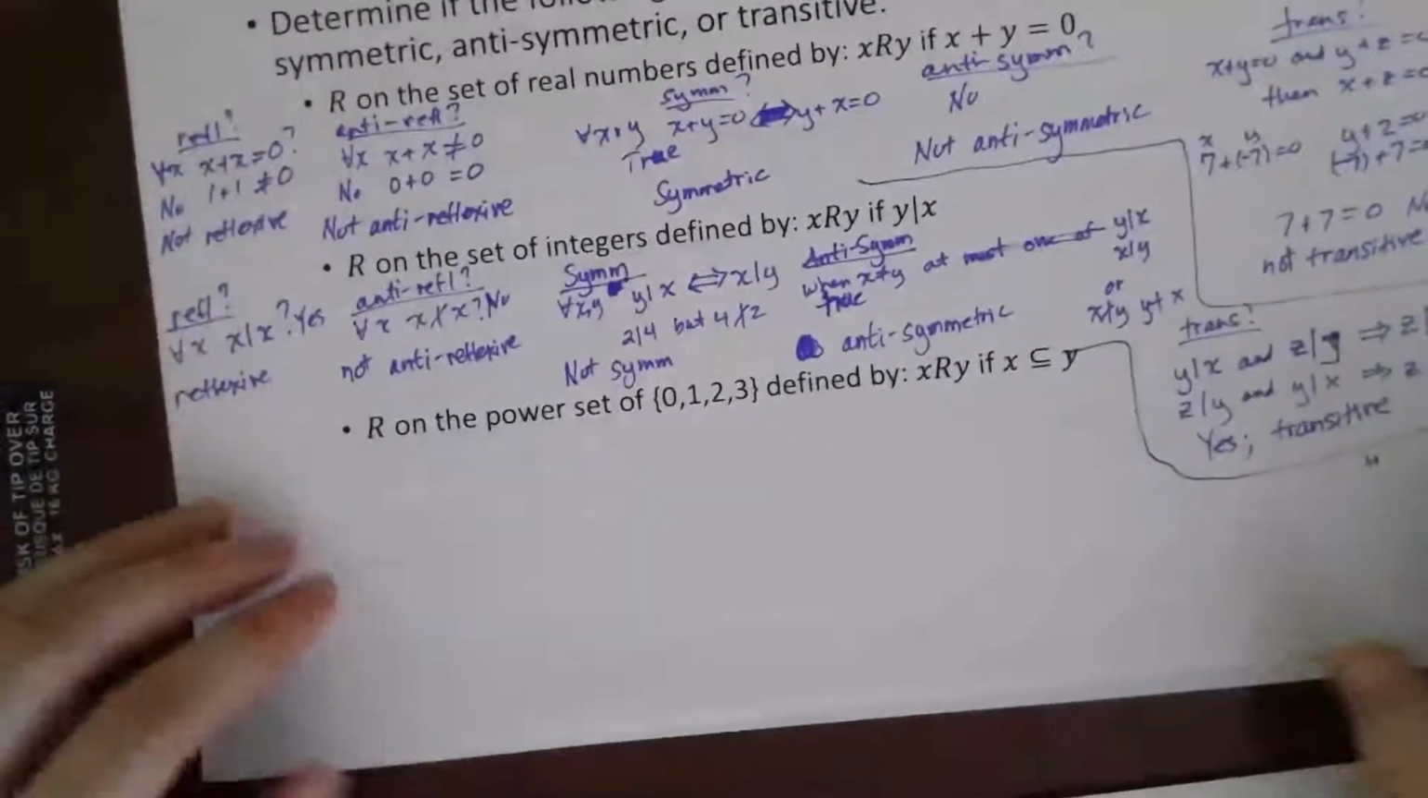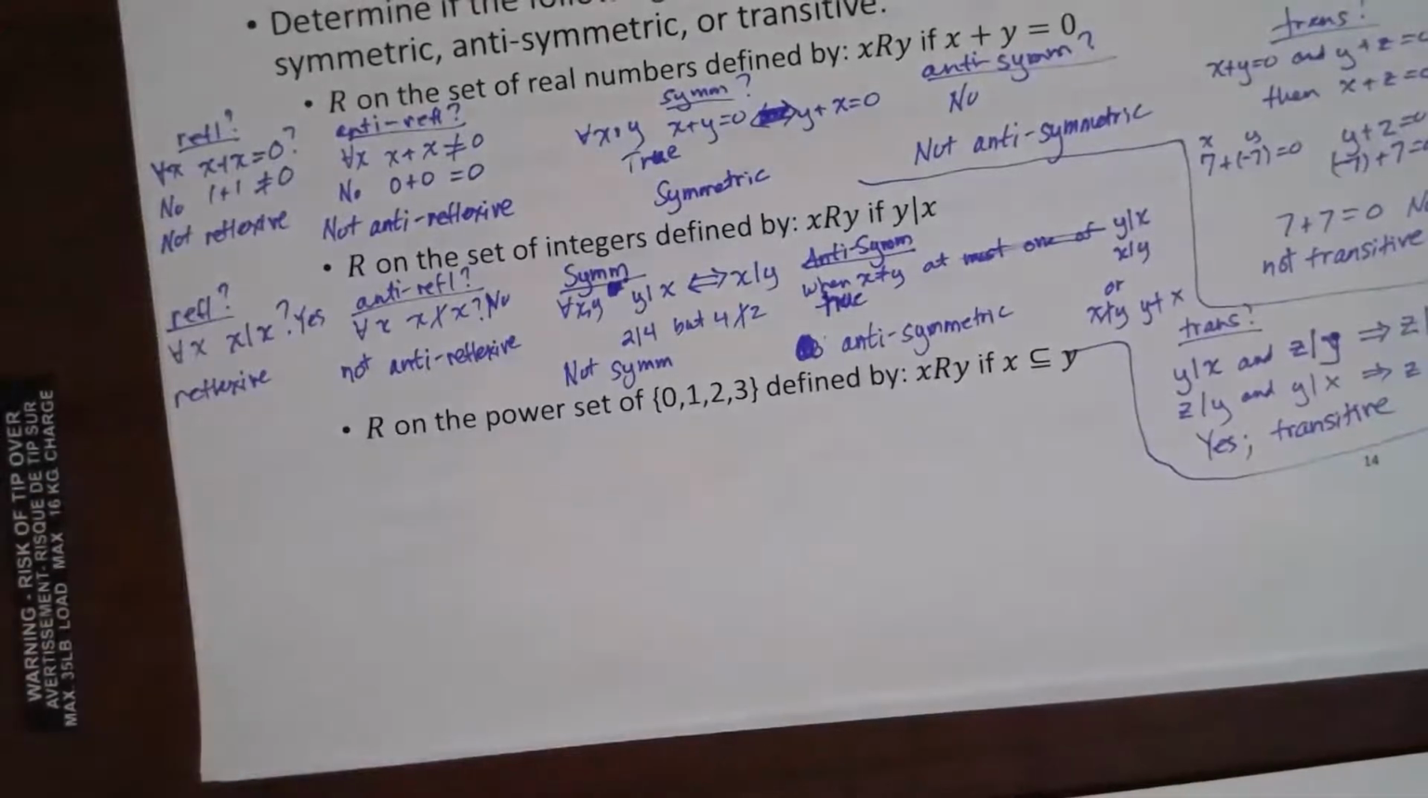And then we haven't done power sets for a while, so let's do something on power sets. So we've got the power set of {0, 1, 2, 3}. How many elements will be in the power set of {0, 1, 2, 3}? It's 2 to the 4, so there's going to be 16 elements.